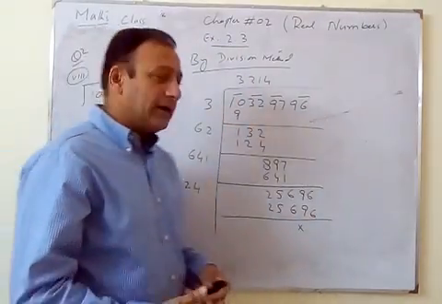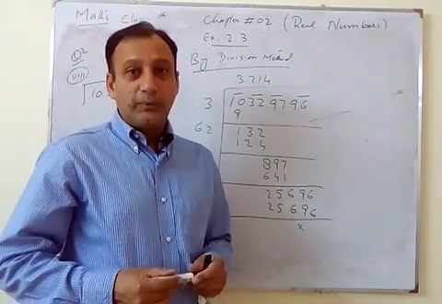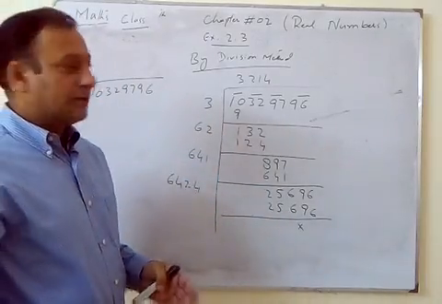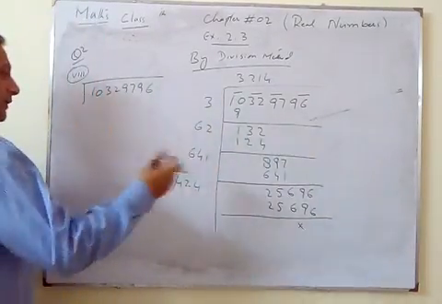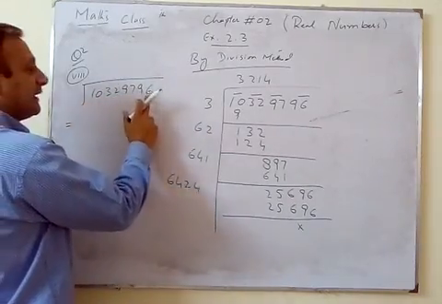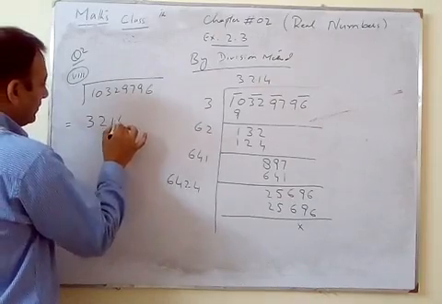Try to make all these multiplications and additions yourself and verbally. Don't use a calculator, don't use any other means, do it yourself. So the square root of 10329796 is 3214.